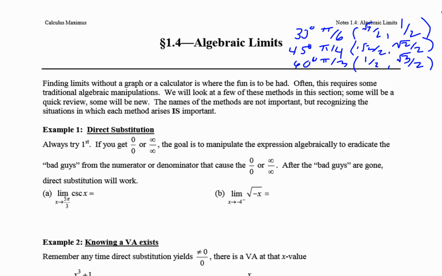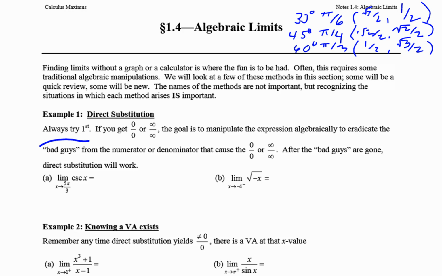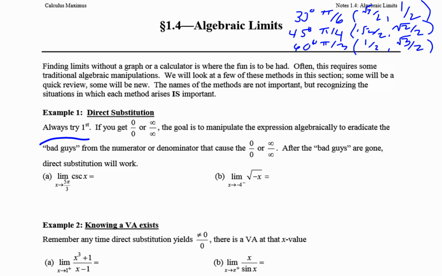1.4 Algebraic limits. You're going to have to determine limits algebraically, and there are a lot of methods to help you accomplish that. But one thing that you should always try first, always, is direct substitution. Now, if you get 0 over 0 or infinity over infinity, we have to change it so that we don't get that anymore. But you should always try it first. Notice I have that unit circle stuff up here.